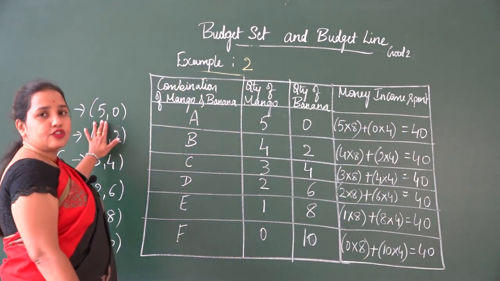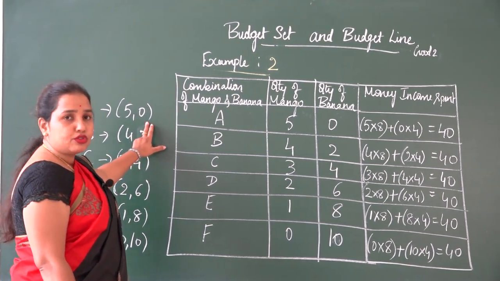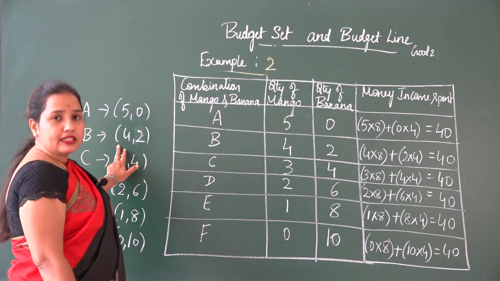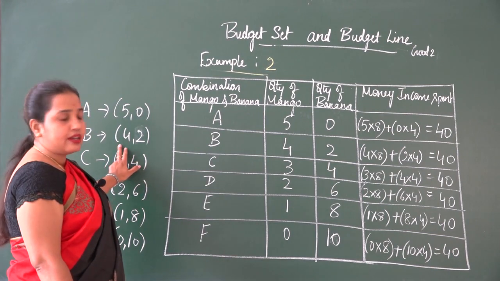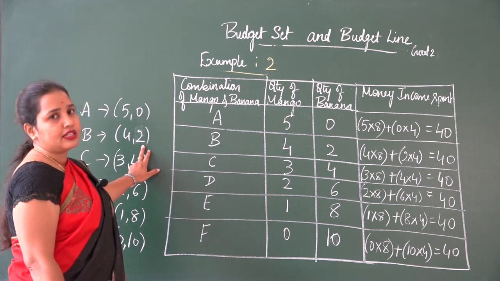Bundle A consists of 5 units of good 1 and 0 units of good 2. Likewise, bundle B consists of 4 units of good 1 and 2 units of good 2. Good 1 is taken as mango, good 2 is taken as banana.